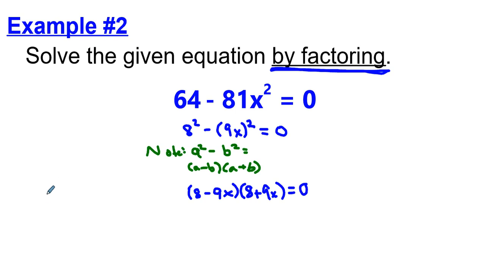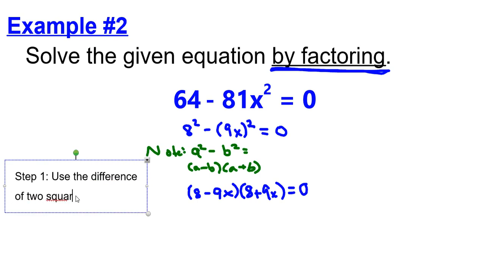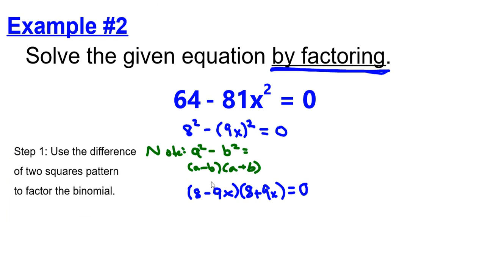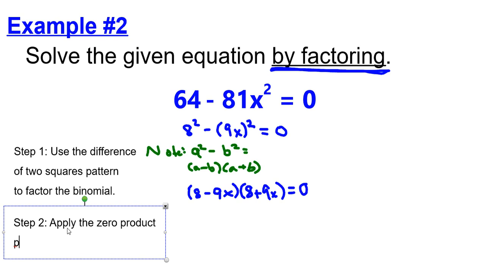Use the difference of two squares pattern to factor. So step 1, I should actually write that out over here. Step 1: use the difference of two squares pattern to factor the binomial. That is what I'm doing here, and the factored form is right down here. Step 2 is going to be to apply the zero product property to solve the equation.